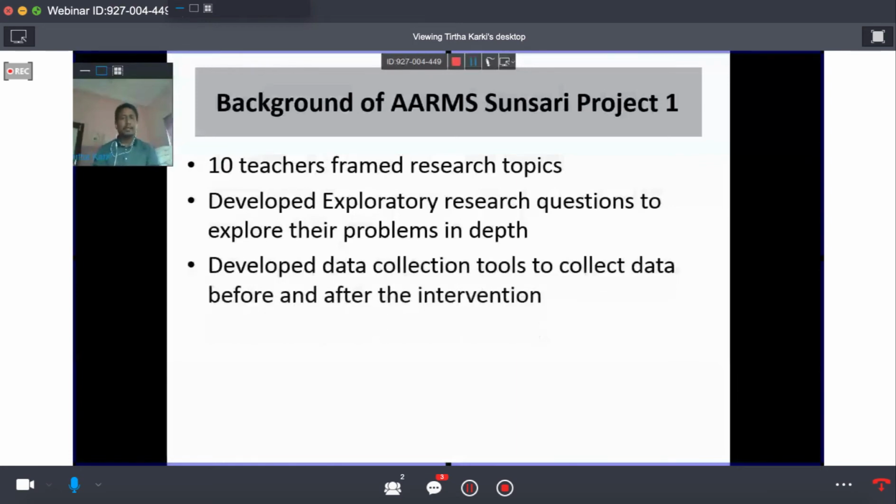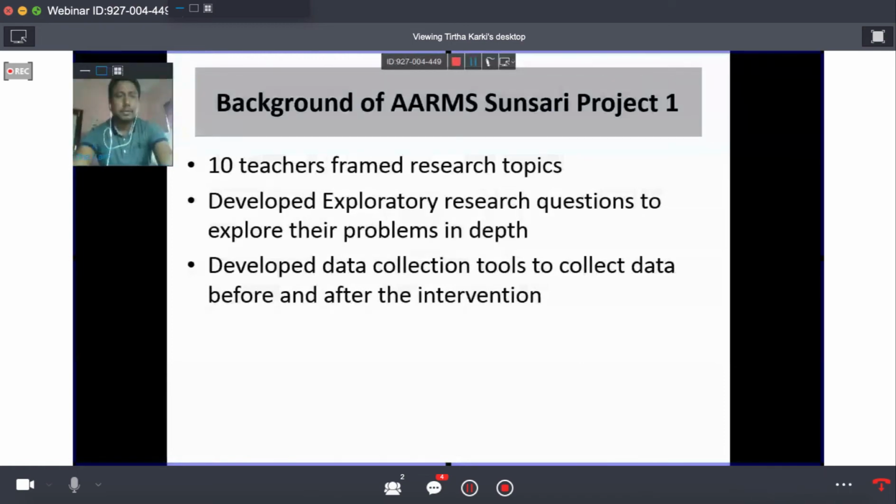Likewise, they developed data collection tools to collect data before and after the intervention. You may be a little bit confused about before and after the intervention. It means collecting data before and after intervention.